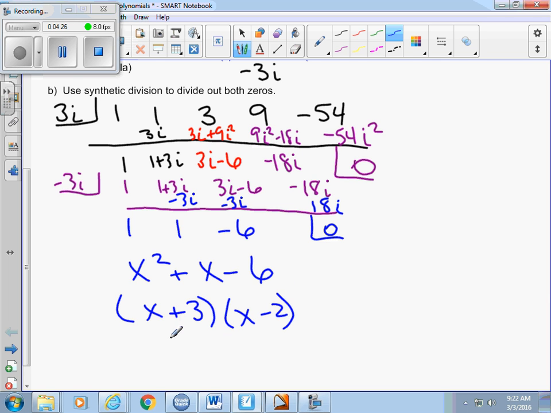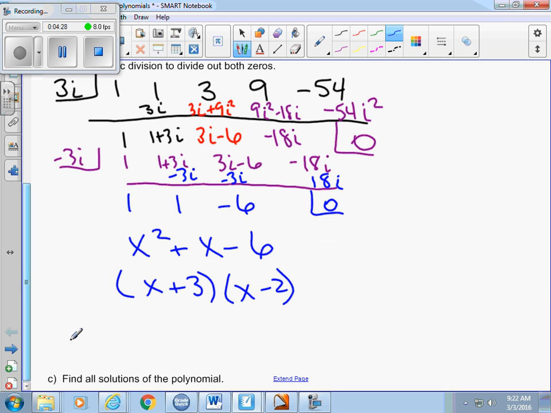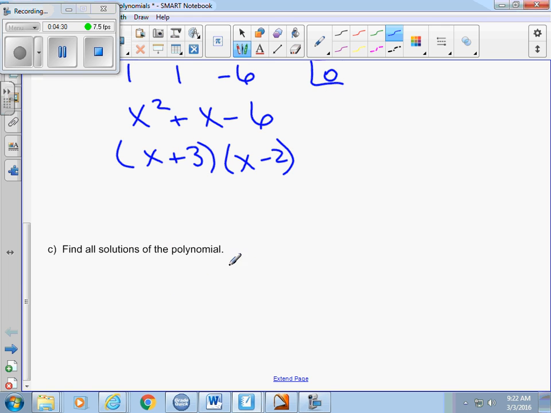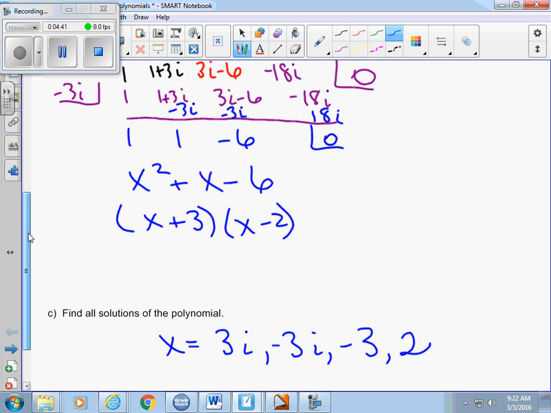Everyone agree with that? So it says find all solutions. Well, all solutions are 3i, negative 3i, negative 3, and positive 2.